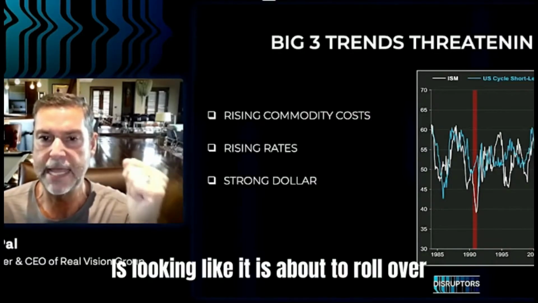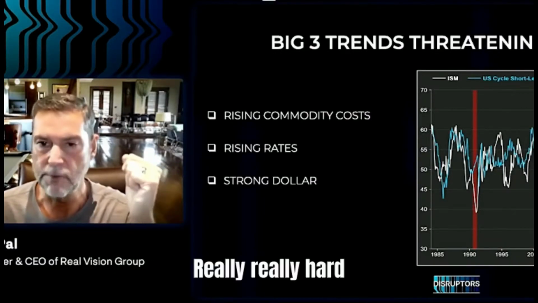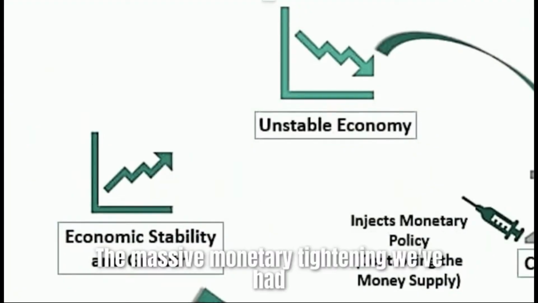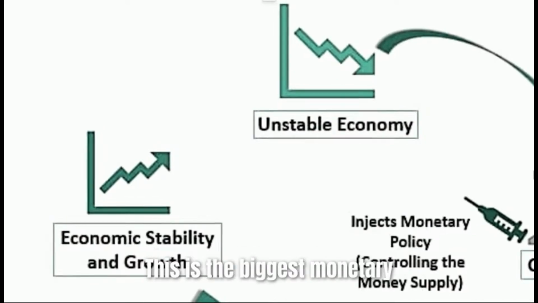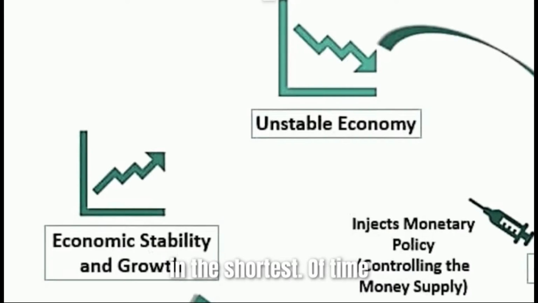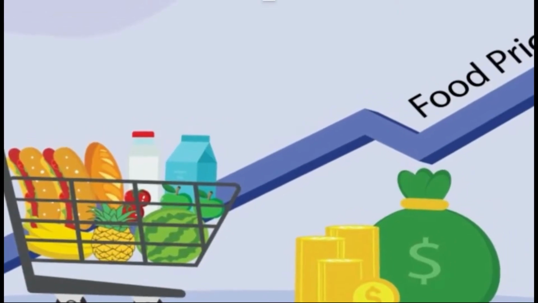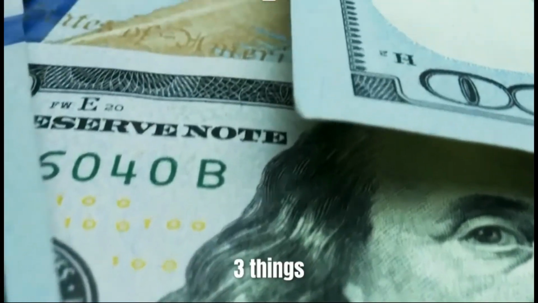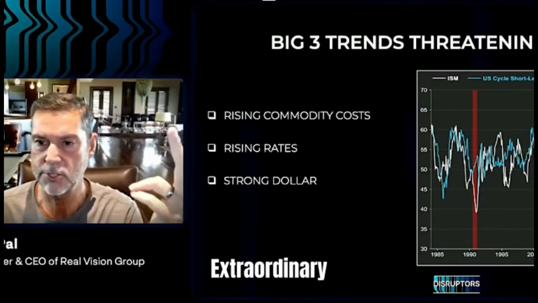The business cycle is looking like it is about to roll over really, really hard. And I talked about the massive monetary tightening we've had. This is the biggest monetary tightening in all recorded history in the shortest period of time. We've got rising commodity costs, rising interest rates, and a strong dollar. Those three things together are extraordinary.